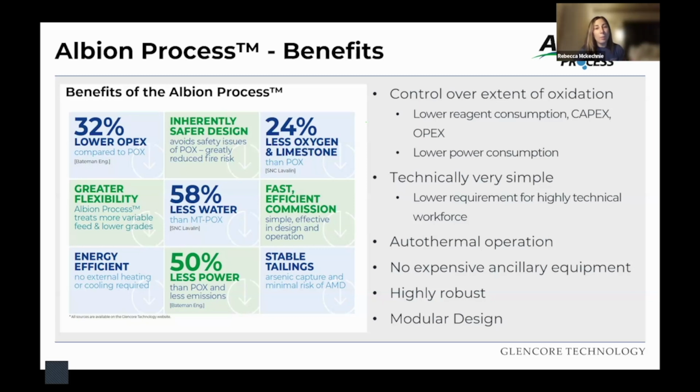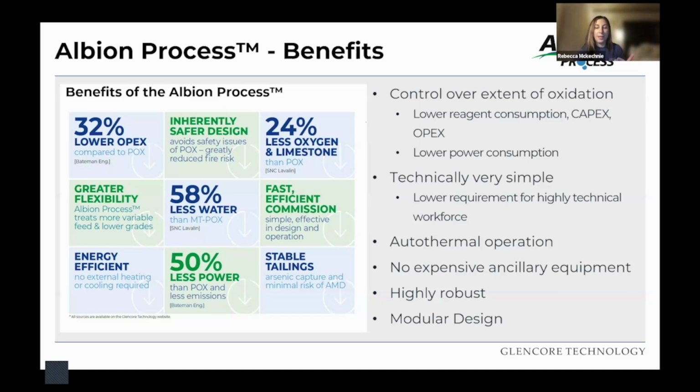Now, the ability to operate at these conditions also means that we can target the extent of the oxidation that we want. So unlike some other processes in which 100% of the sulfides will be oxidized, whether you need it or not, we will actually target the level of oxidation that we need, the lowest amount of oxidation that we need to still achieve high gold recoveries.